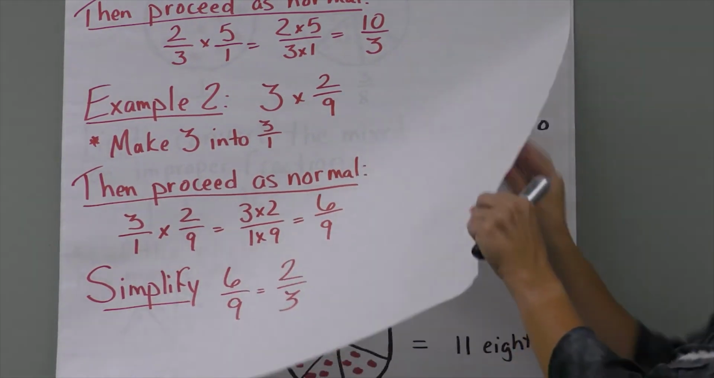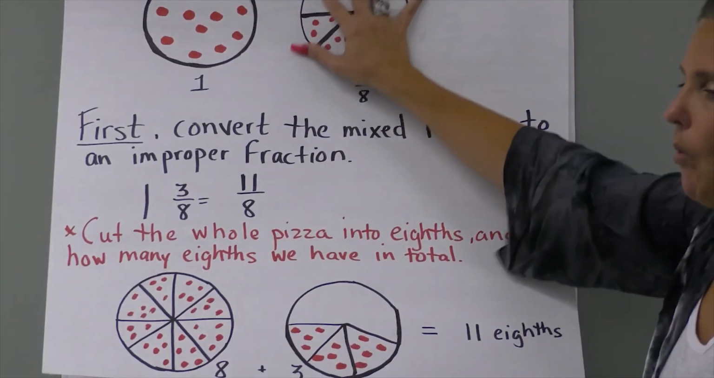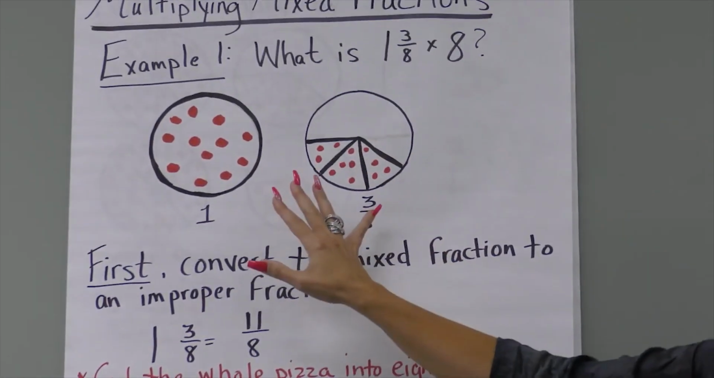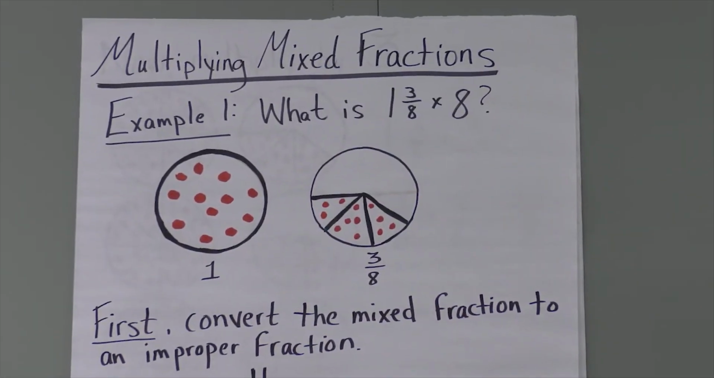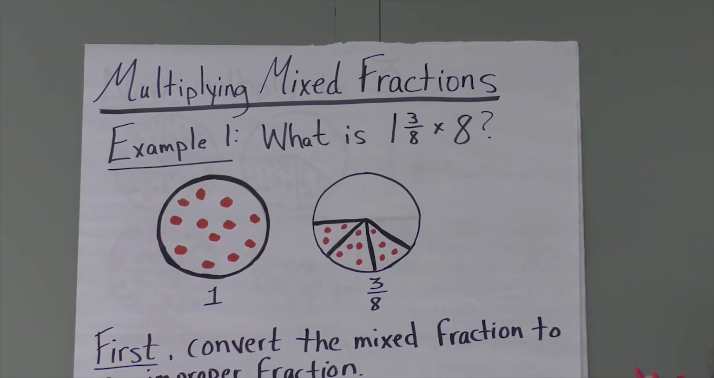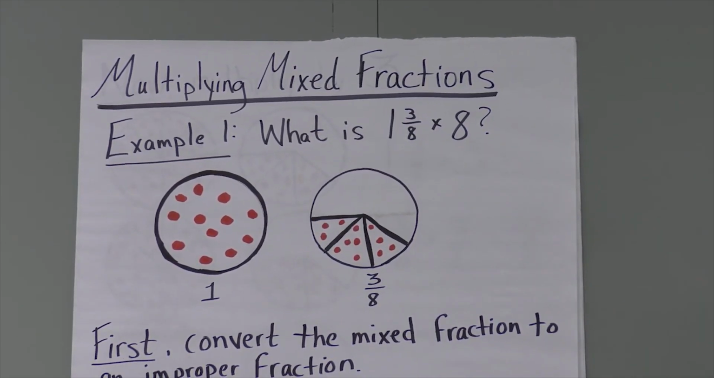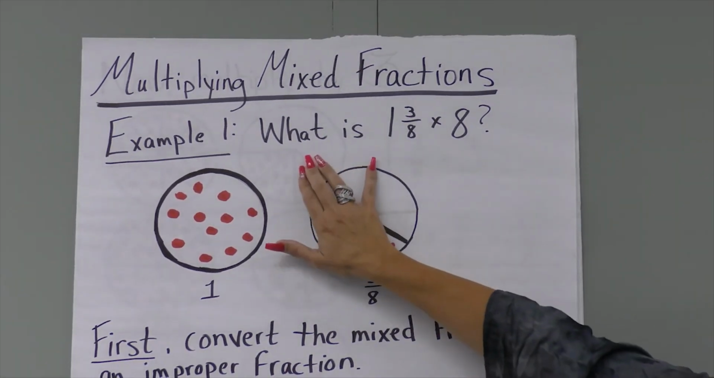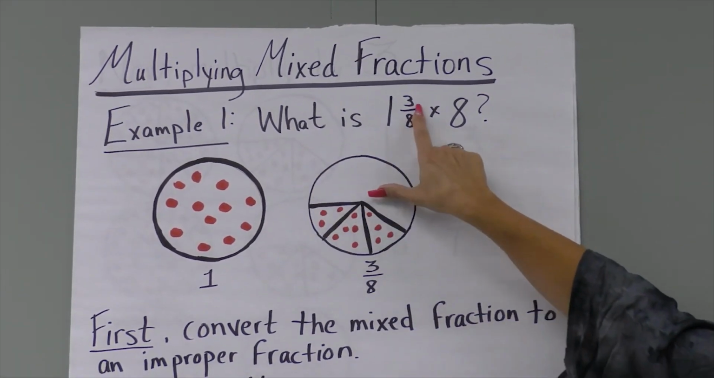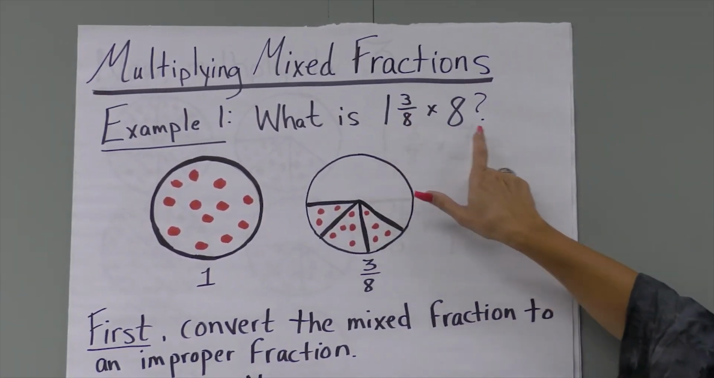All right, let's look here. We also want to look at multiplying mixed fractions. So a mixed fraction is a whole number with a fraction with it. That's a mixed fraction. We're mixing a whole number with a fraction. So our first question is, what is 1 3/8 times 8?